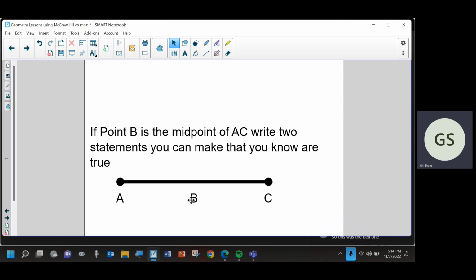So this was the bell work. I said if point B is the midpoint of AC, so there's a visual down there. Sometimes you'll get a visual, sometimes you won't. I asked you to write two statements based on the fact that point B is the midpoint of AC.